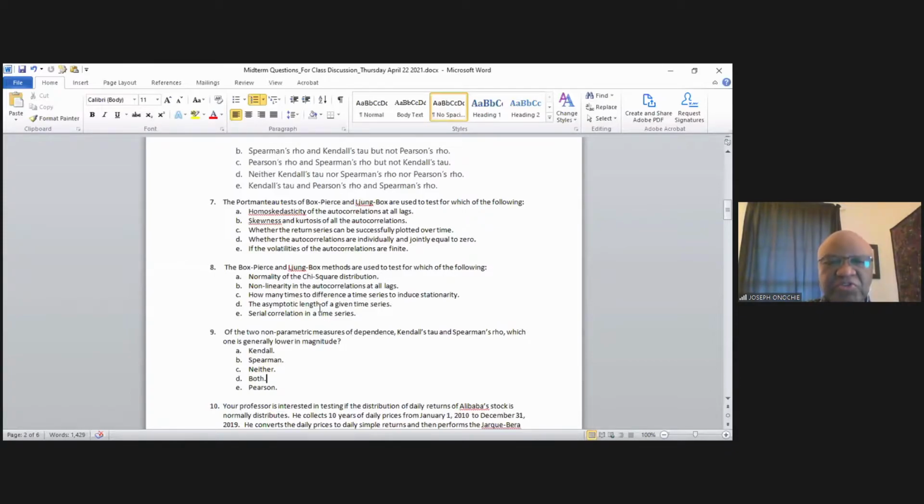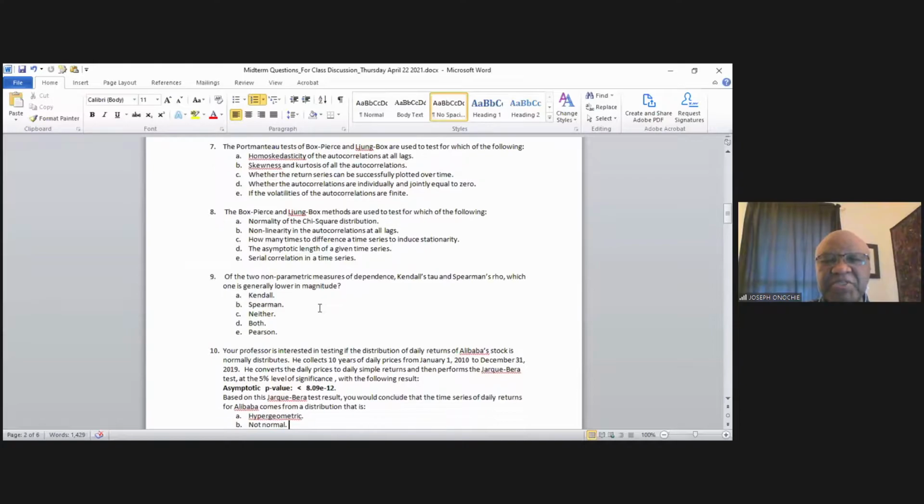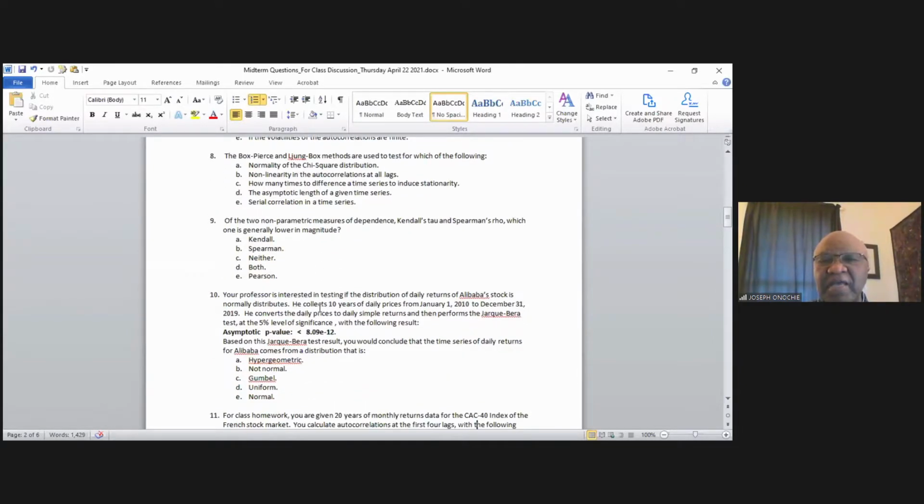Number 9, of the two main parametric measures of dependence, Kendall's and Spearman's, which one is generally lower in size?